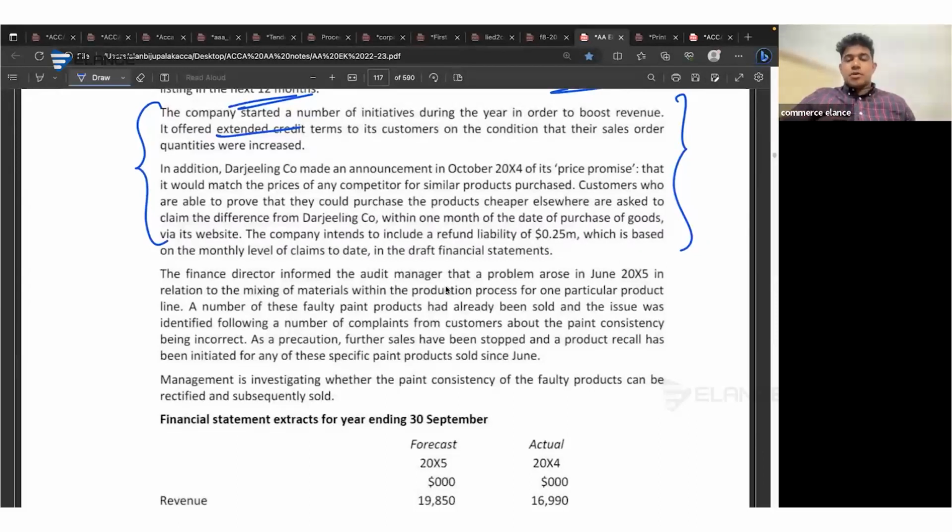The finance director informed the audit manager that a problem arose in June 2015 in relation to mixing of materials within the production process for one particular product line. A number of these faulty paint products have already been sold, and the issue was identified following a number of complaints from customers about the paint consistency being incorrect. As a precaution, further sales have been stopped and a product recall has been initiated for any of these specific paint products sold since June. Management is investigating whether the paint consistency of the faulty product can be rectified and subsequently sold. So what are the issues here?